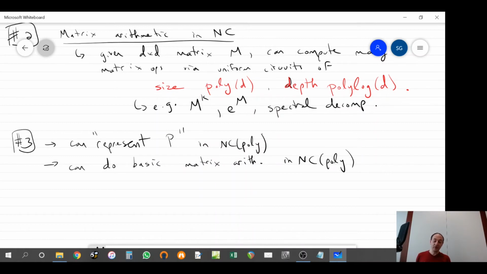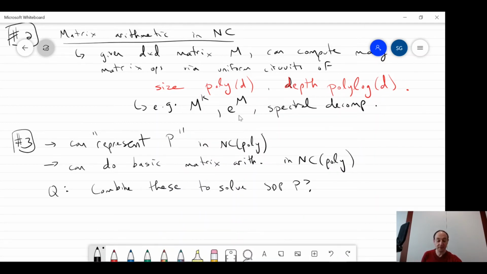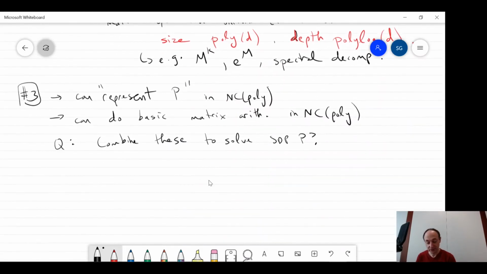What was my goal? My goal was, can I combine these to solve the SDP? Is there some way to solve this SDP basically using just these primitive operations, like exponentiation, for example? If there is, then we're done, because we can just plug in these routines that are already known to do this matrix arithmetic, okay? So this is the key question now.